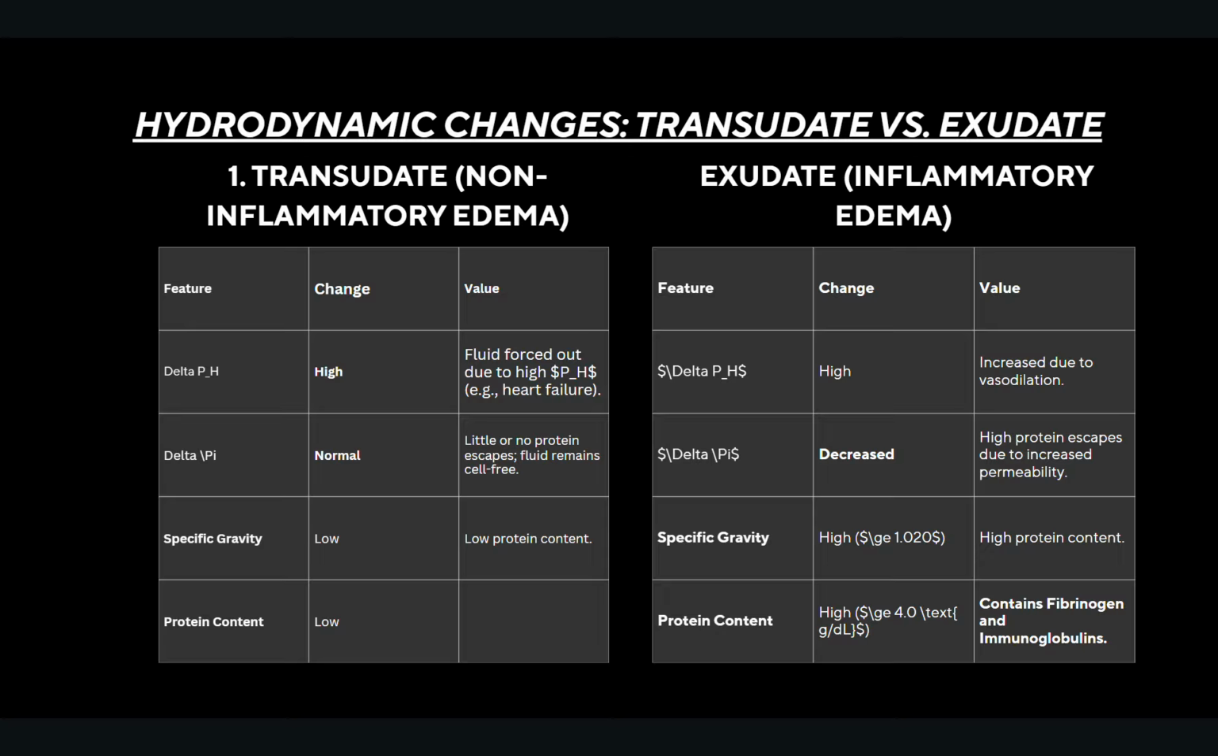The second type is exudate, inflammatory edema. Exudate is the product of inflammation. The primary event is the loss of endothelial integrity and increased permeability. This allows the massive escape of protein, which lowers the intravascular and increases the interstitial osmolarity, driving more fluid out. This results in a fluid with high protein content and high specific gravity. Crucially, it contains a high level of fibrinogen and active inflammatory cells.